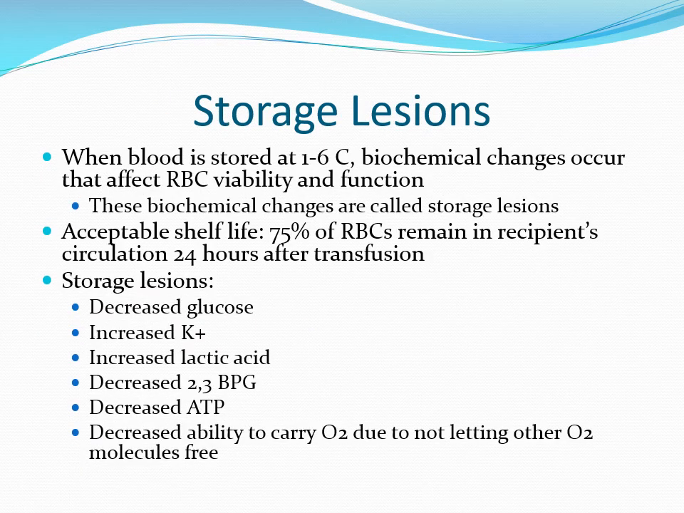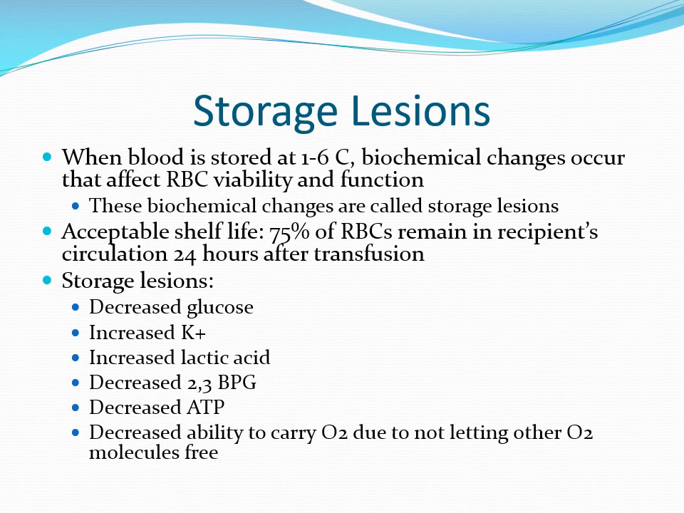So a little bit about storage lesions, which is what we talk about once blood's been stored for a little while. We know that blood is stored at colder temperatures, 1 to 6 degrees. It can be transported up to 10 degrees, and I think we talk about that in a little bit. But when it's stored at that 1 to 6 degrees Celsius, biochemical changes occur that affect the RBC viability and function. These biochemical changes are called storage lesions.